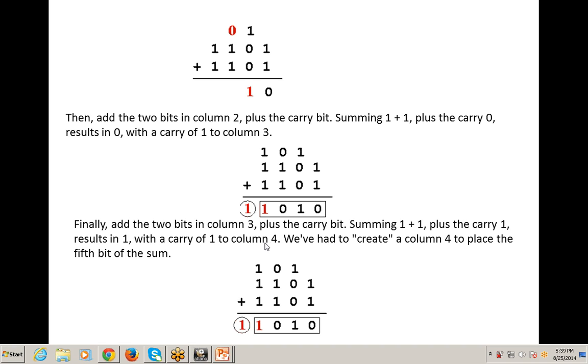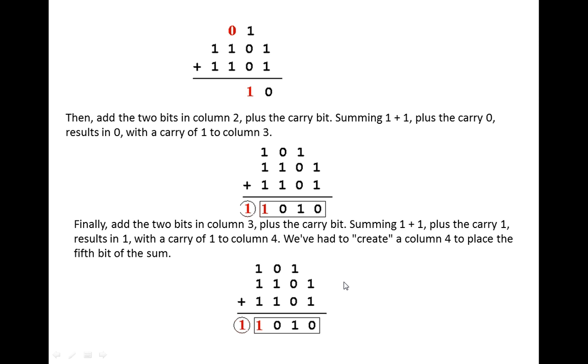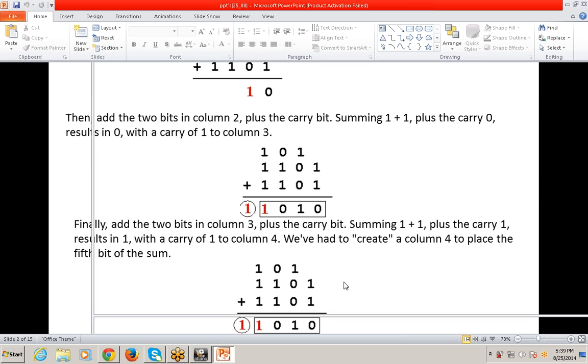With a carry of 1 to column 4. This is column 4. We have to create column 4 to place the fifth bit of the result. This is how we can calculate the number. Now let's take another example.